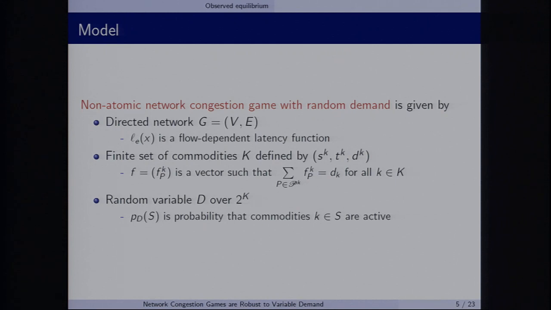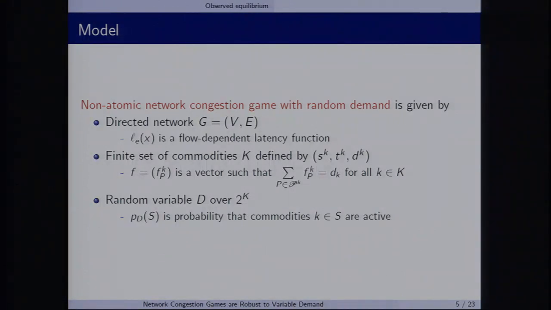For example, we could have a commodity consisting of daily commuters, a second commodity consisting of, let's say, university students that only go to university half of the times in the week, right? They only have to be there three times a week or so, and so on and so on.